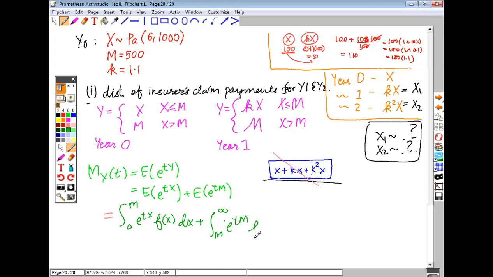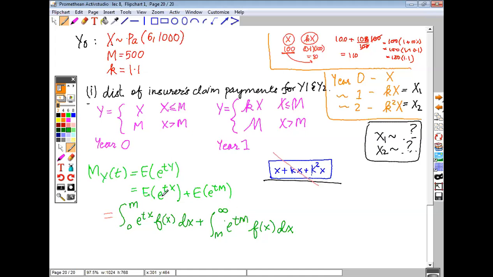Do you see, Savri, what's happening here? When we wrote that this is the expectation of e raised to tx, we didn't take this information into account, right? My expectation is not from 0 till infinity. It only has to be from 0 to m, because that is the only case when I pay the amount x, and for the other cases, I pay the amount m.